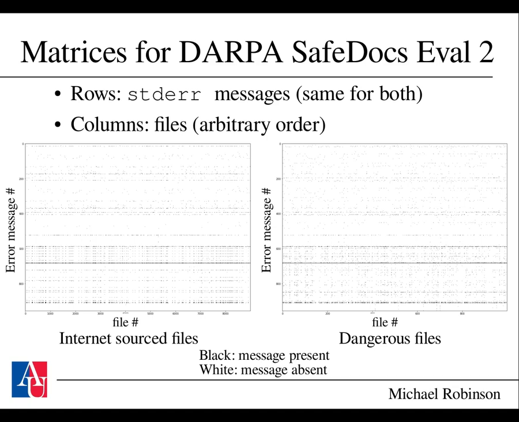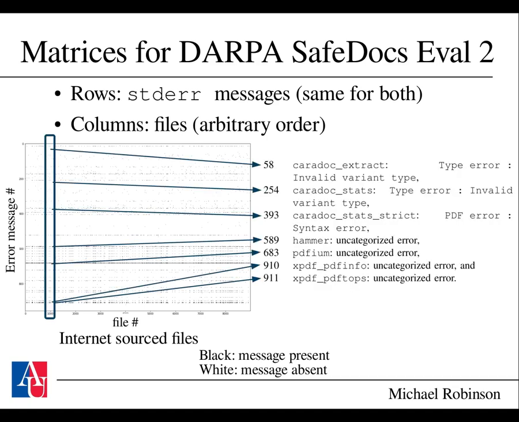How did we build those? It was kind of a manual process. But in any case, the messages, the rows, mean the same thing in the two data sets, whereas the columns, the files, do not. The files are in no particular order, and actually the messages are in no particular order as well, although they're somewhat blocked based on parser. That explains the horizontal streaking that you see, is that some parsers are just more noisy than others.